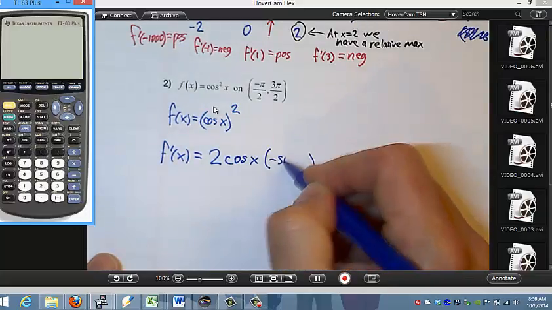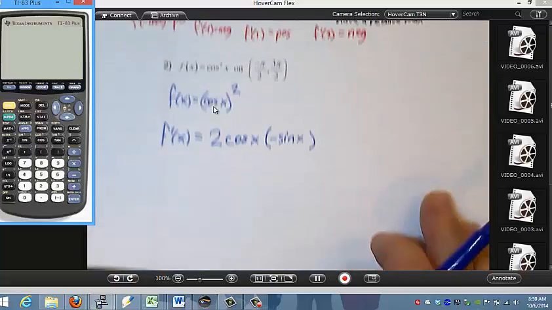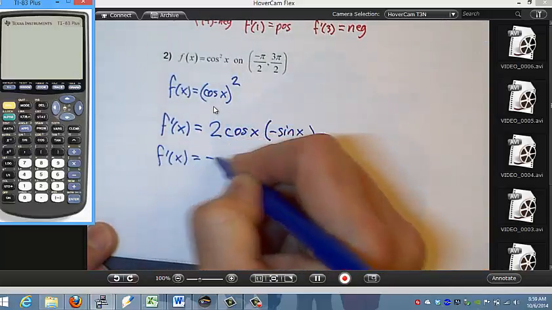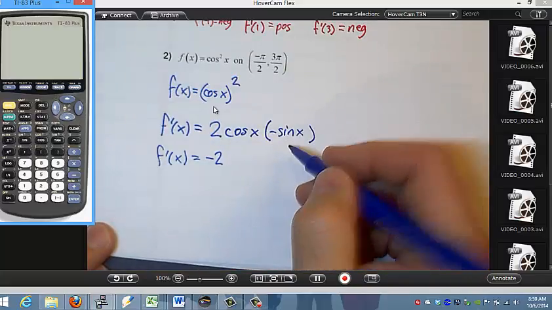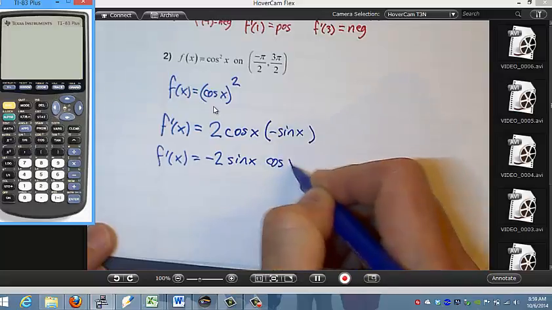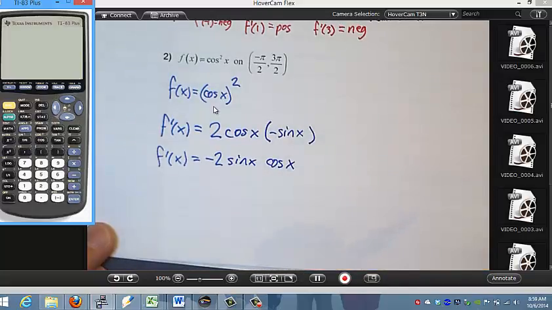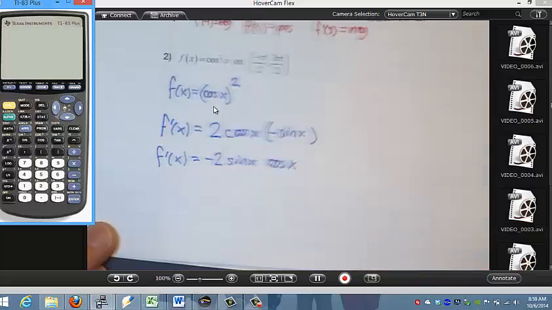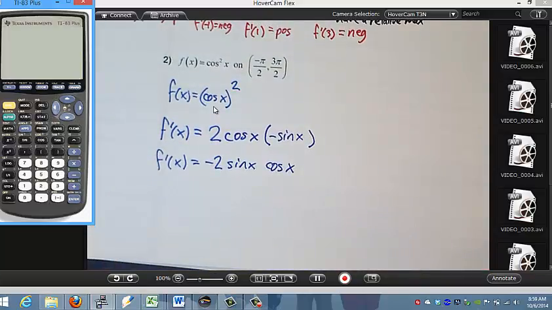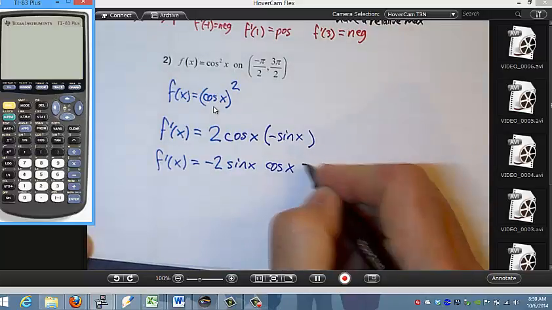Negative sine of x. So I'm claiming that our derivative f prime of x is -2, and how most people would write it is sine x cosine x. I don't know why people put sines before cosines, but that's how people write it. Okay, so I want to find the critical values so I can do the first derivative test. That means I need to find places where the derivative is equal to 0 or undefined.